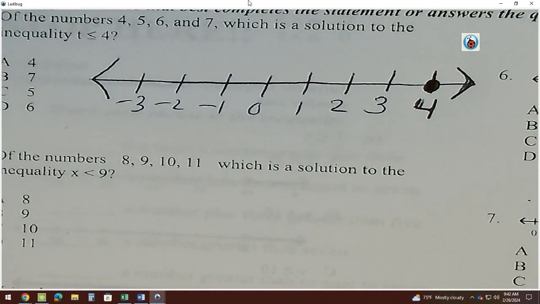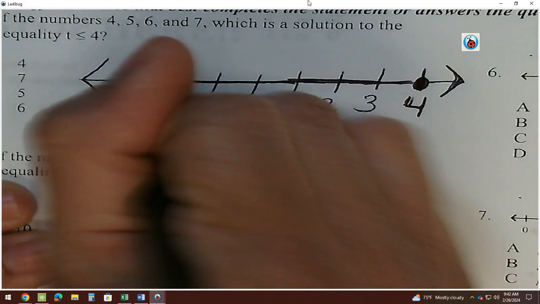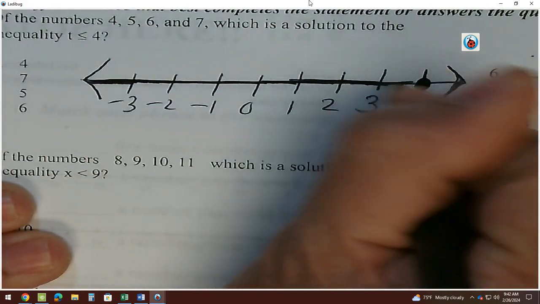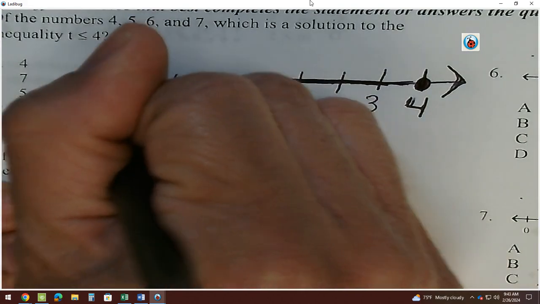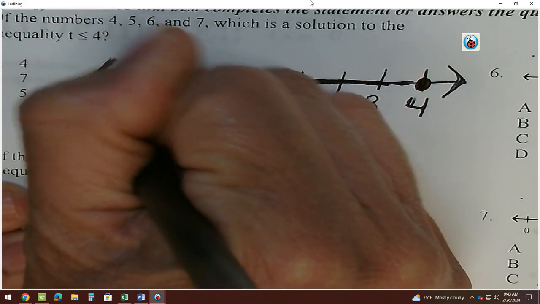And then what else can be the answer? Anything that's less than 4. So how do I graph that? We shade it. We shade all the ones that are less than 4, which would be to the left side. And we shade the arrow also because all those are also included as part of the answers.